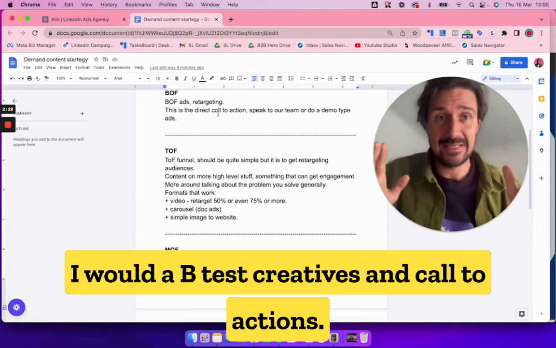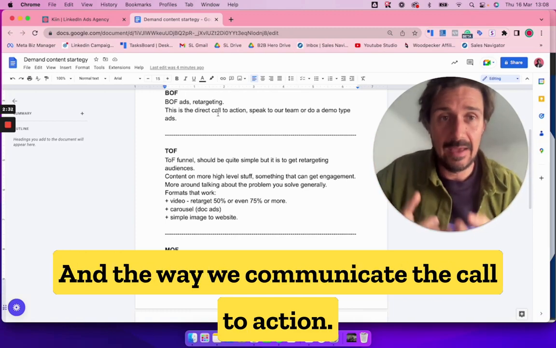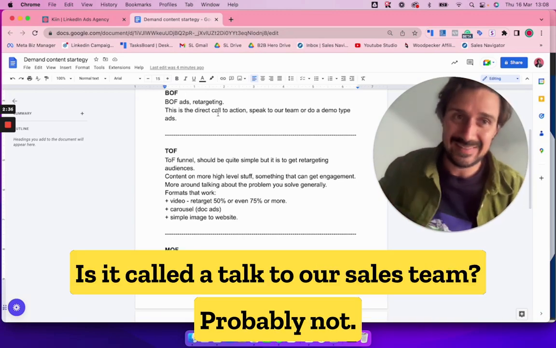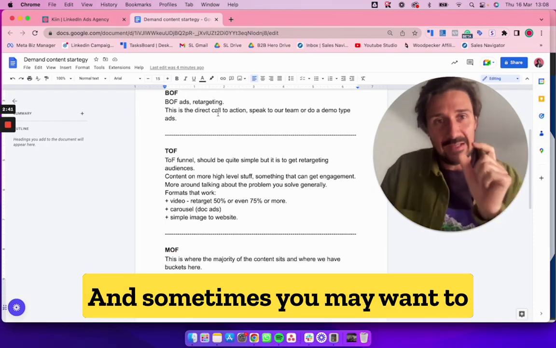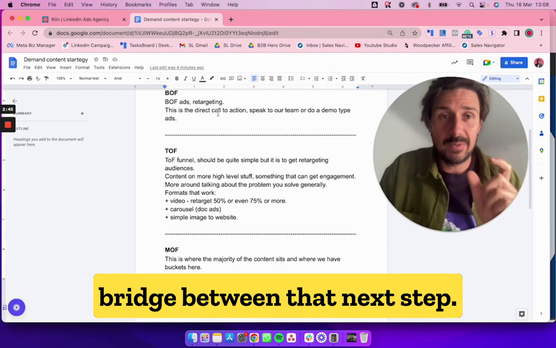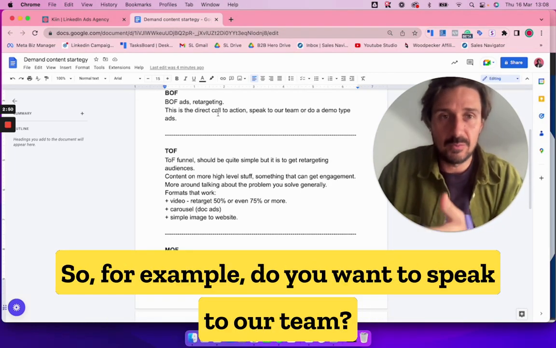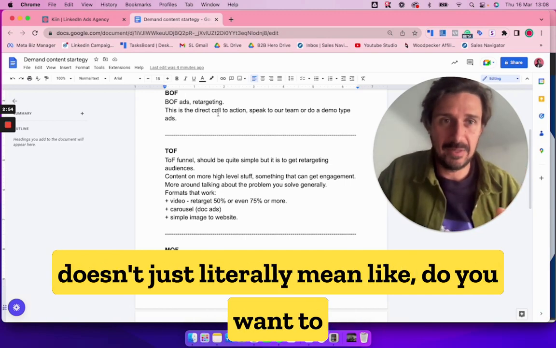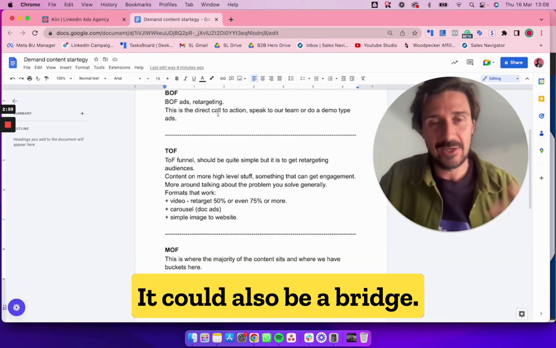I would A/B test creatives and call to actions and the way we communicate the call to action. Is it called a demo? Is it called talk to our sales team? Probably not. But the way we communicate is really important. And sometimes you may want to bridge to that next step. Do you want to speak? Maybe you want to frame that in a value-giving way. The call to action at the bottom of the funnel doesn't have to literally be, do you want to speak to our team so you can give us loads of money and sign up to our service? It could also be a bridge.